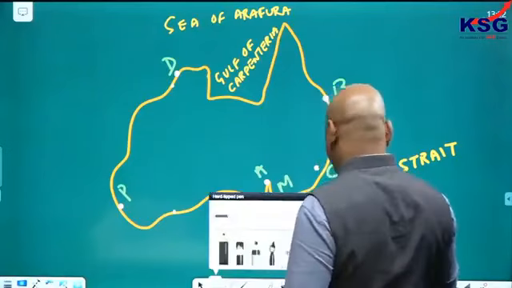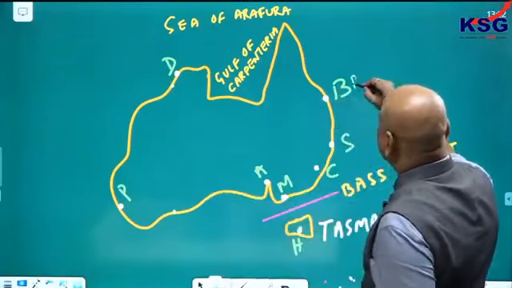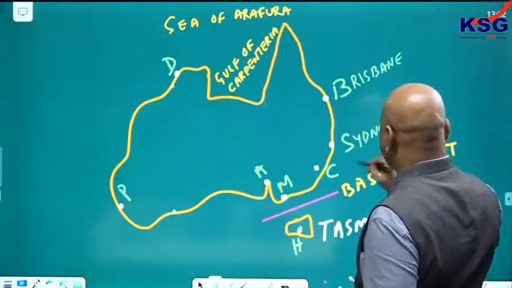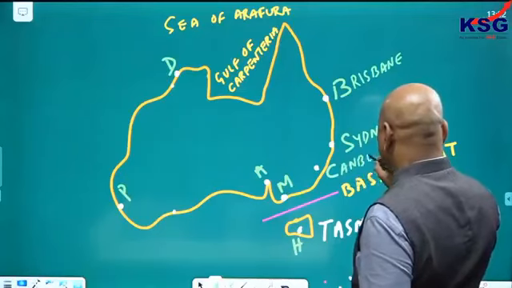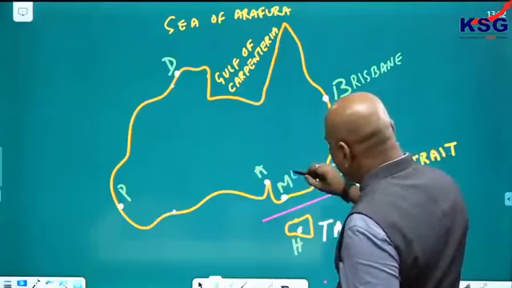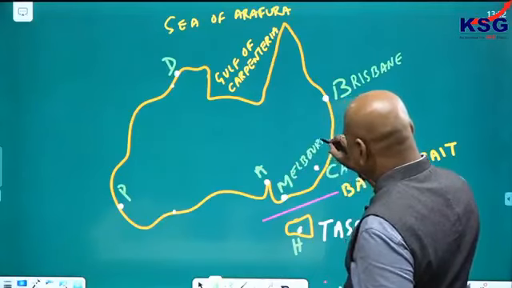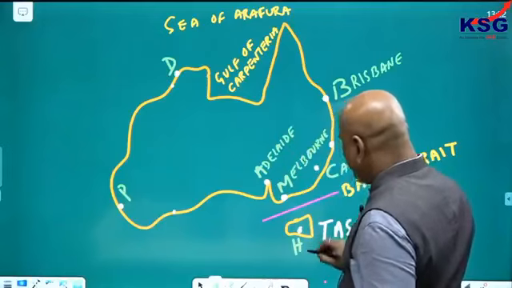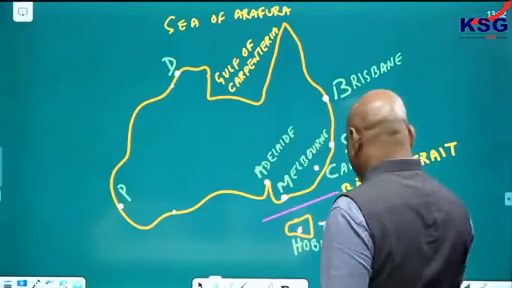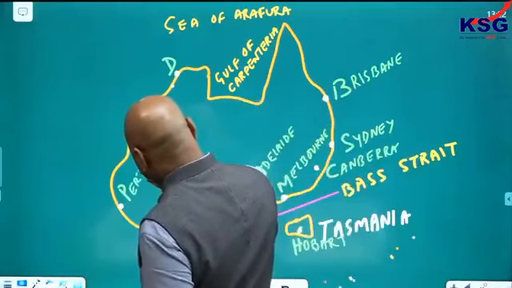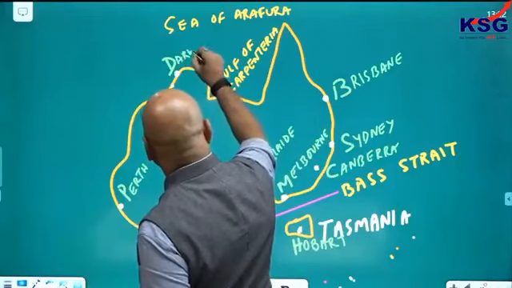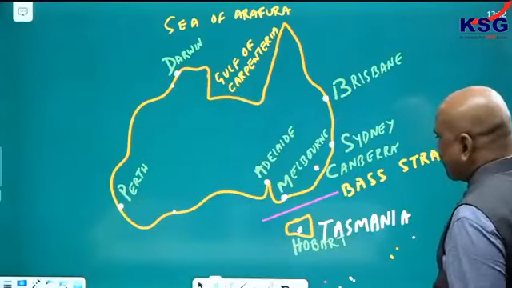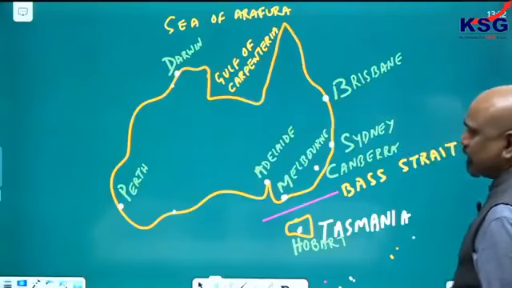To memorize the things, I told you, this is Brisbane, then we have Sydney, this is Canberra, this is Melbourne, this is Adelaide, this is Hobart, this is Perth, and here it is Darwin. Brisbane, Sydney, Canberra, Hobart, Melbourne, Adelaide, Perth, Darwin.